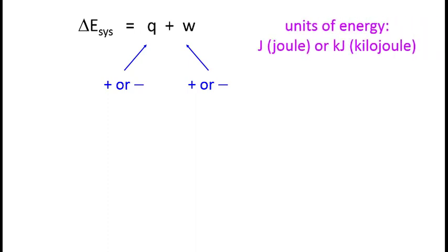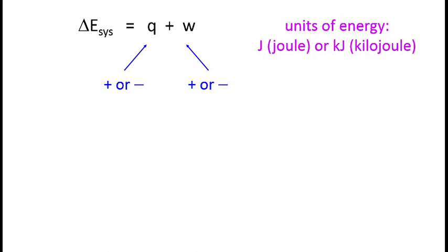Since energy can be transferred by heat, by work, or by both, the total energy change of the system is the sum of Q and W. Keep in mind that Q can be positive or negative, and W can be positive or negative. It's very important to keep track of signs in thermodynamics. The unit of energy that we will use is the joule, or the kilojoule. The calorie is another common unit, but we'll stick to joules.